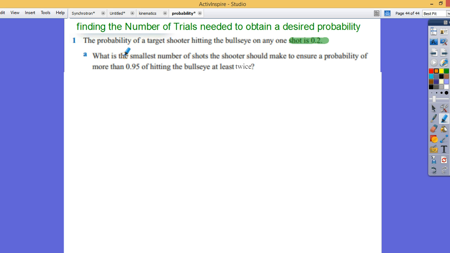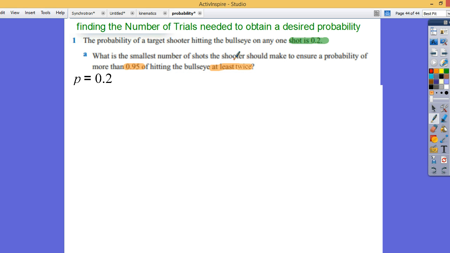Then what is the smallest number of shots the shooter should make to ensure a probability of more than 0.95 of hitting the bullseye at least twice? That's like being the shooter and boasting to everyone, "I bet you, 95% confidence, that I can hit the bullseye at least twice." Well, first off, state our information.